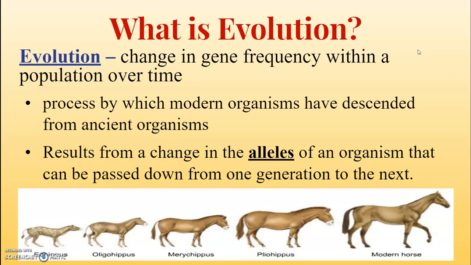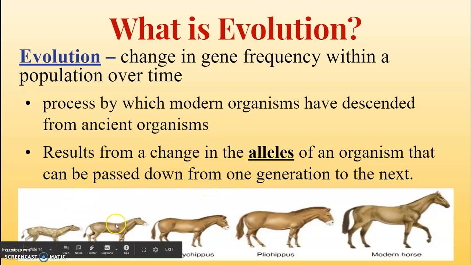So what is changing within these populations over time? It is a process by which modern organisms have descended from ancient organisms, and the result is from a change in the alleles of that organism that can be passed down from one generation to the next. And so you can see there is a change within organisms over time. These are thousands and thousands of years ago, but over time you can see a change, and that change in those genes over time is what we term evolution.